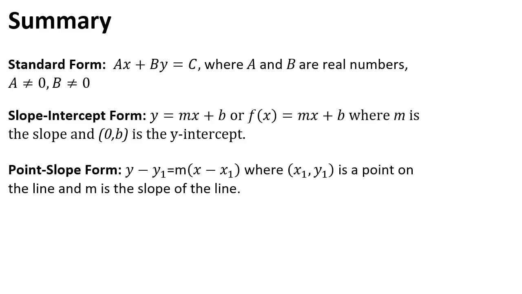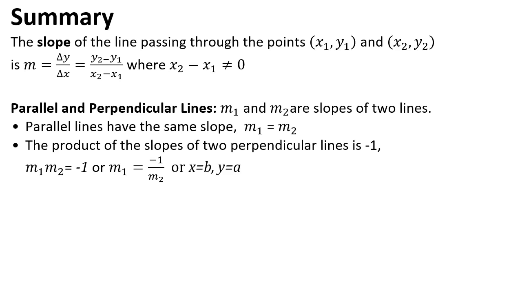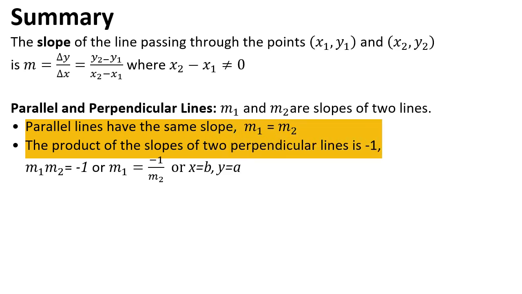So in summary, we have three different forms of the equation of a line. The standard form, ax plus by equals c. The slope-intercept form, y equals mx plus b. Or the point-slope form, y minus y1 equals m times the quantity x minus x1. We also learned the slope of the line is the rise over the run, or the change in y over the change in x. Parallel lines have the same slope, and perpendicular lines have a product of the slopes that equals -1.